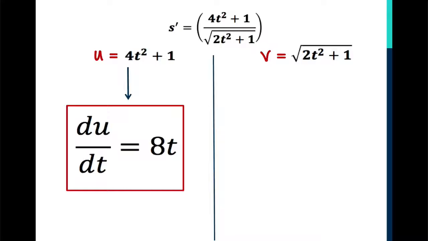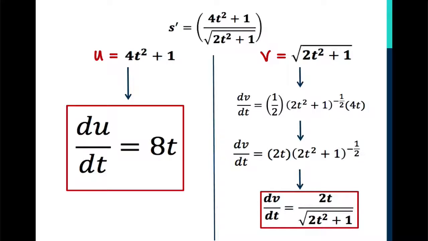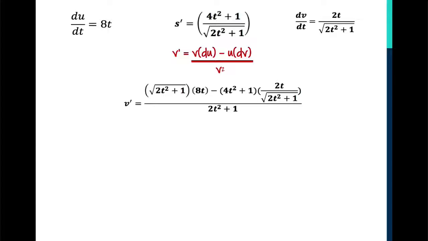For v, like we have done earlier, we need to apply the power rule. We need to transform v into an exponent form, which will result to 2t squared plus 1 raised to 1 half. We have here that the derivative of v is 2t over square root of 2t squared plus 1. So substituting these two derivatives, u and v, to the quotient rule, we would get this. So this is the derivative of u, and this is the derivative of v. So let's just watch closely what happens.